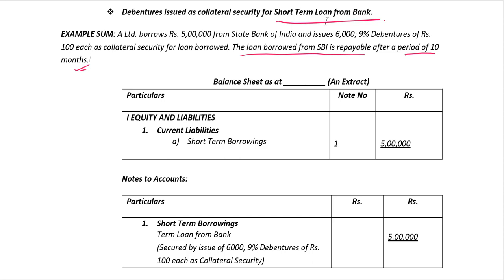And we will continue to prepare the balance sheet extract on the top. In part 1, equity and liability part of the balance sheet, we will write 1 current liabilities and show the 5 lakh rupees loan borrowed under short-term borrowings against note 1. So this is the treatment when the first method is followed, when we do not pass any journal entry for the issue of debentures as collateral security.